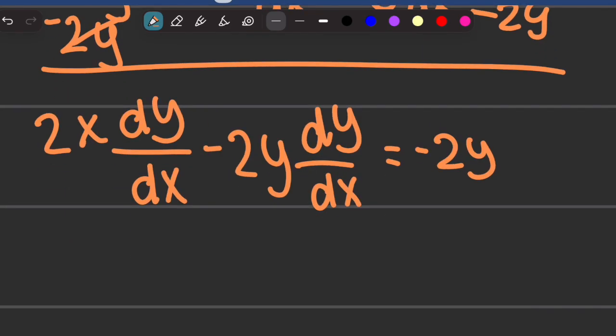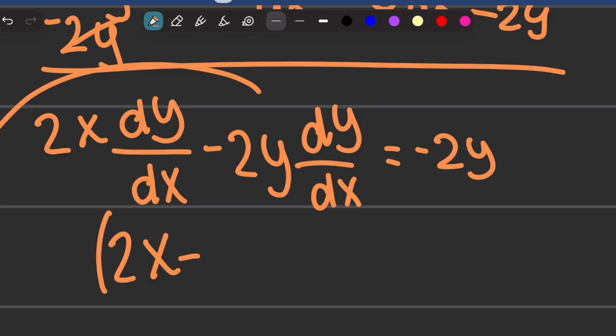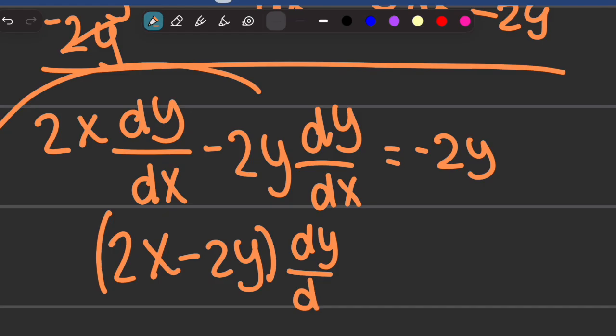So what can we do to simplify this side of the equation to isolate dy over dx, because that is our end goal? Well, we see that each term here on the left has a common factor of 2. So we can go ahead and factor that out. So we get 2x minus 2y, because we can factor the 2 out. And we are left with dy over dx equals negative 2y.